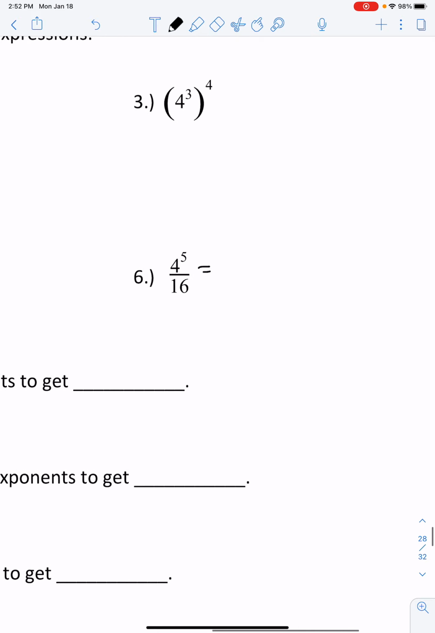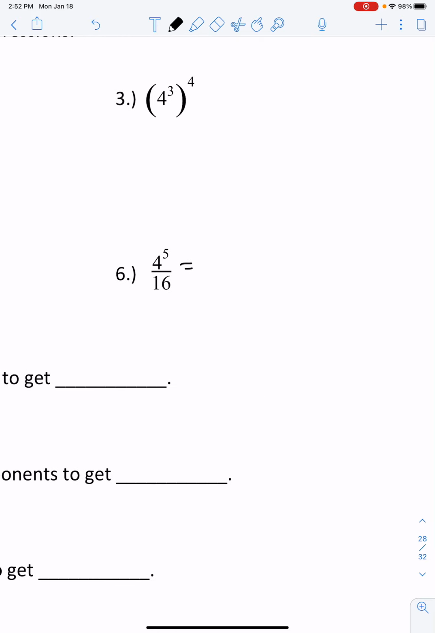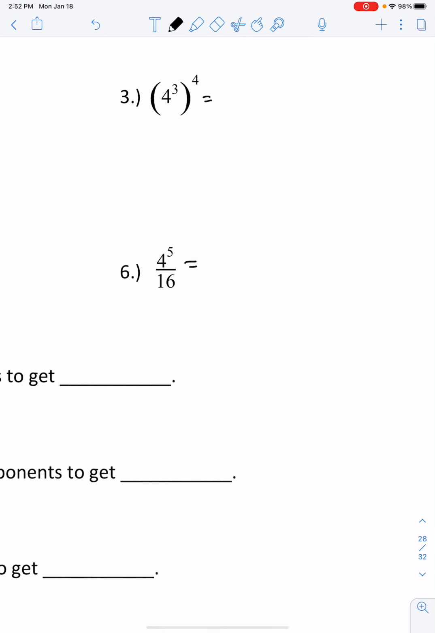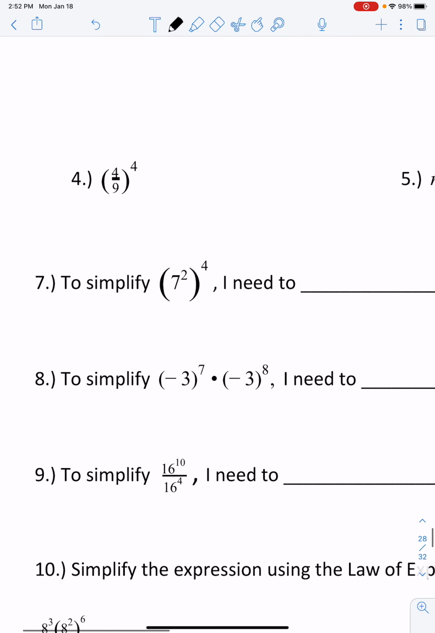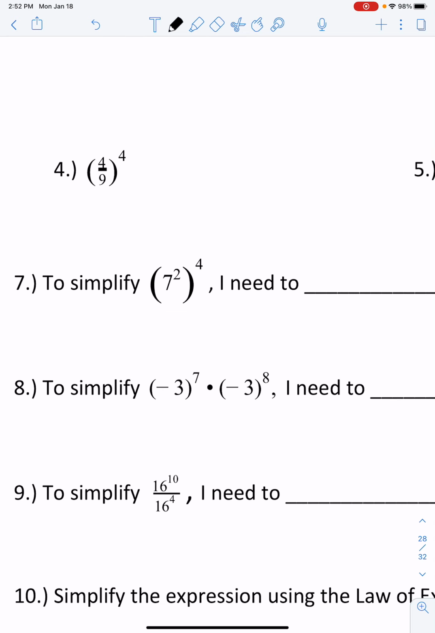Number 3, we have a power to a power. So in this case, we have 4 to the 3 times 4. And the answer should be 4 to the 12th power. Question number 4. Because 4 ninths is to the 1st power and we're raising that to the 4th power, for any number times 1 is the number itself. So our answer here is going to be 4 ninths to the 4th power.